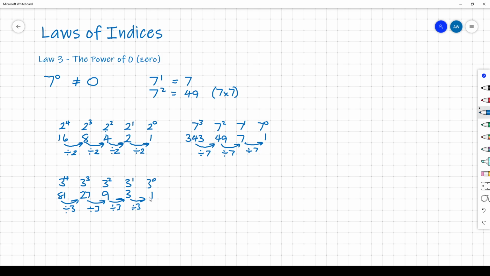So again, 3 to the power 0 is 1. So 2 to the power 0 is 1, 3 to the power 0 is 1, 7 to the power 0 is 1. In fact, anything, put that in brackets, to the power 0 equals 1. Even letters. Let's have a look at some algebraic examples.